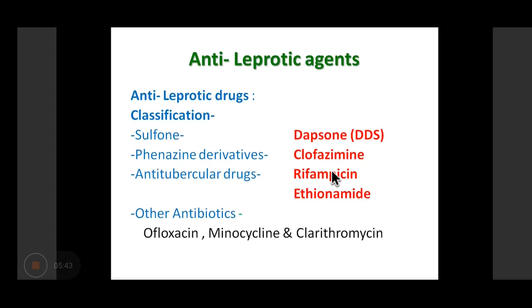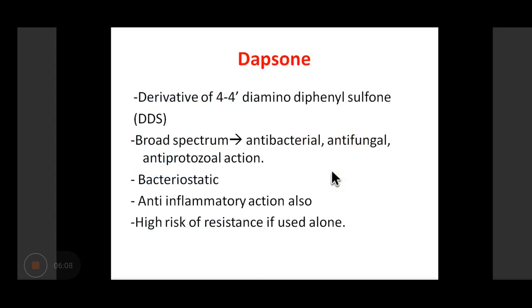Please read, whenever you read pharmacology, try to read the same topic from pathology for better understanding. There are some other antibiotics which can be used in case there is some contraindication for the use of first line drugs. So we can use fluoroquinolones like ofloxacin, and other drugs like clarithromycin, macrolide group, and cycline kind of drugs we can use.